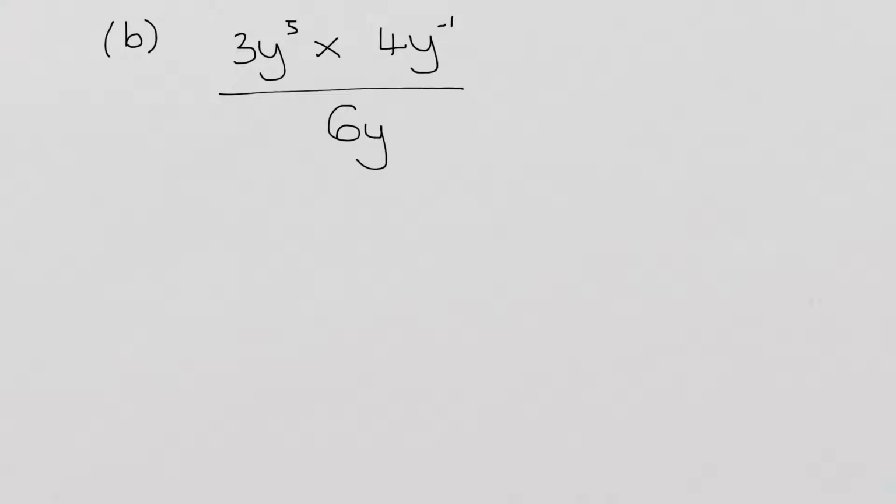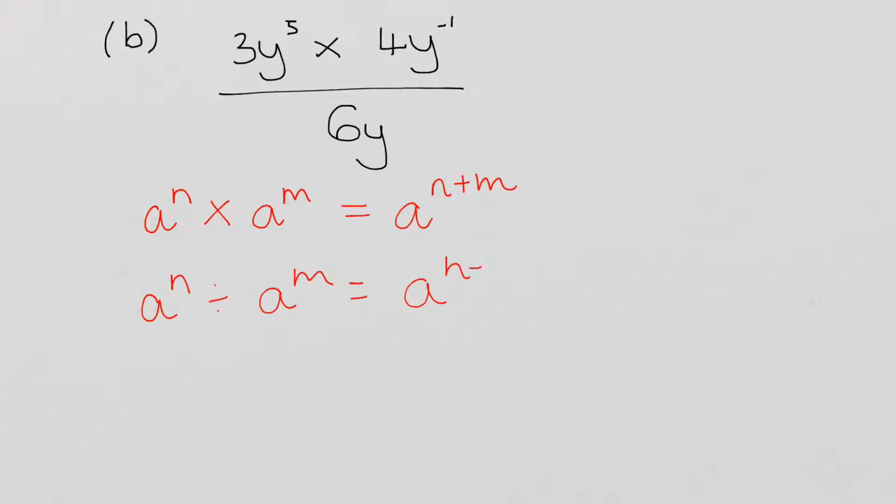Part B of question 1 asks you to express this in its simplest form. So this is laws of indices. We need to know that if we are multiplying, then the powers are added. So we end up with a to the power of n plus m. If we are dividing, then the powers are subtracted.